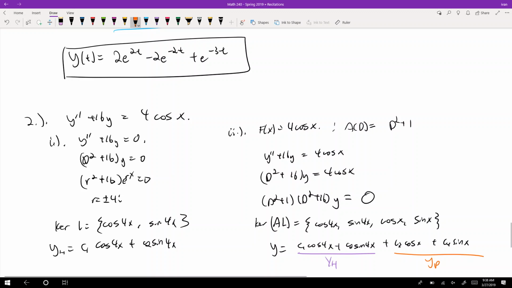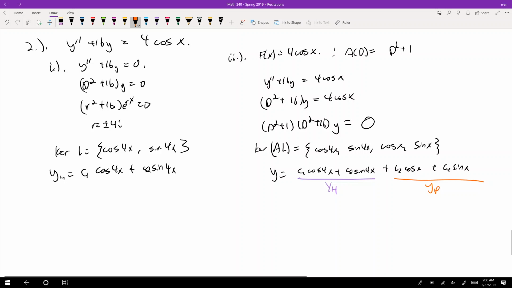So a question I got last time was, why do we need both? And the answer is yes, you do need both, because the kernel of D squared plus 1 is two-dimensional. So you need both the sine and the cosine term. So y_p, let's just rewrite it: a cosine x plus b sine x. In your book, I think it's called the trial solution, and I think McGrath might do that on the homework as well. So that's what y_p is.